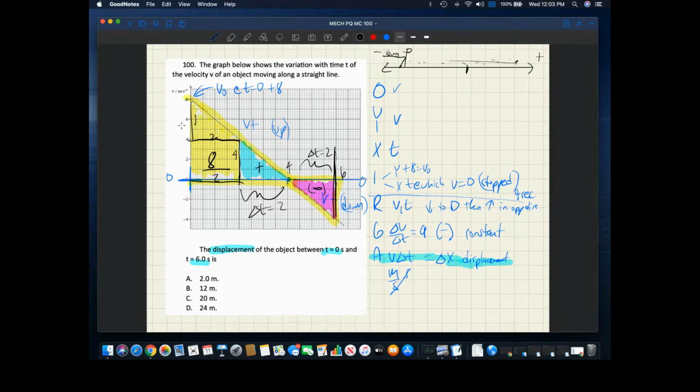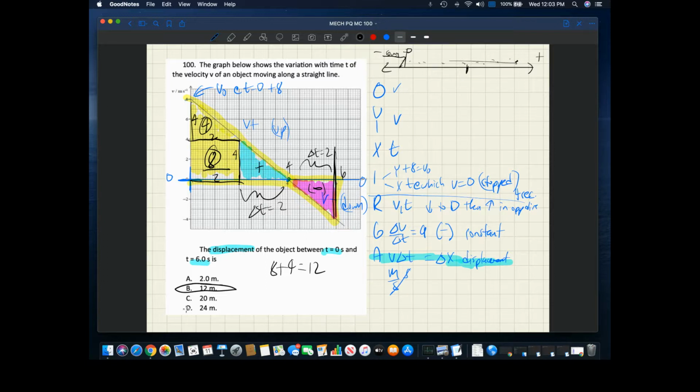And this is 2 and this is 4. So 2 times 4 is 8, and half of that is 4. So 8 plus 4 gives us 12. And that's why the answer is choice B.